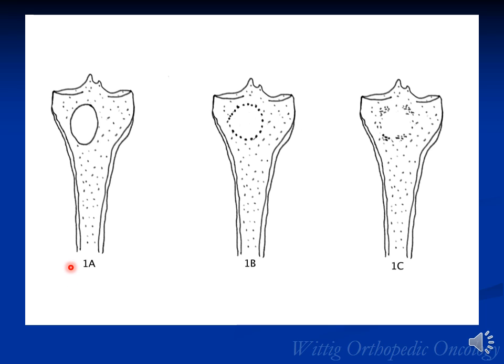Okay, this is showing you our examples of a 1A margin, 1B, and 1C. And as you go from 1A to 1C, the tumor becomes more rapidly growing and more aggressive. 1A has a nice thick sclerotic margin around it. An example would be a non-ossifying fibroma. 1B would be an active giant cell tumor, and 1C would be a more aggressive giant cell tumor. Or maybe 1B may be more like a chondroblastoma, and 1C more consistent with a more rapidly growing tumor like a giant cell tumor.